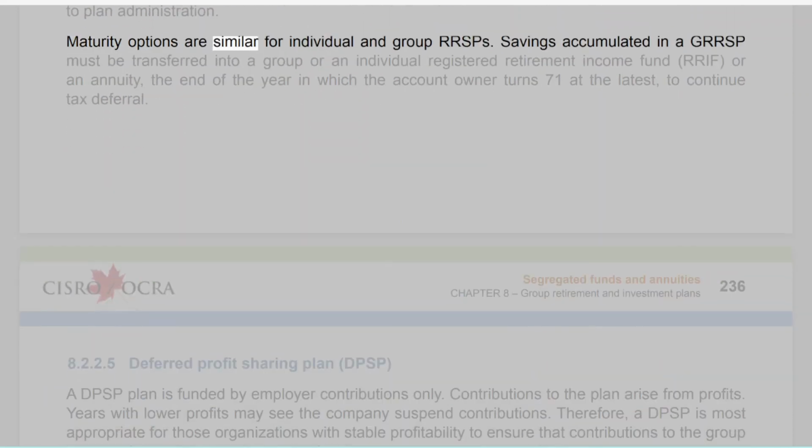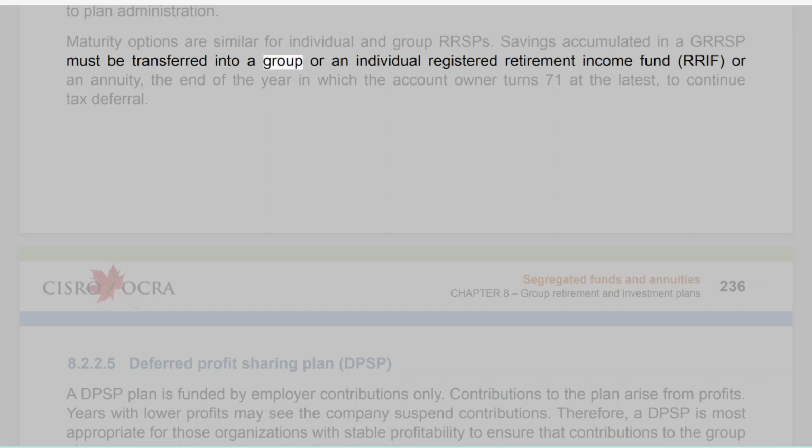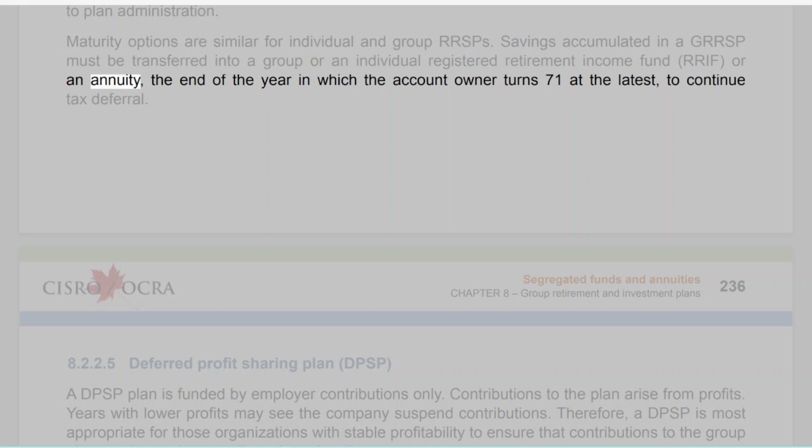Maturity options are similar for individual and group RRSPs. Savings accumulated in a GRRSP must be transferred into a group or an individual registered retirement income fund, RRIF, or an annuity, by the end of the year in which the account owner turns 71 at the latest, to continue tax deferral.